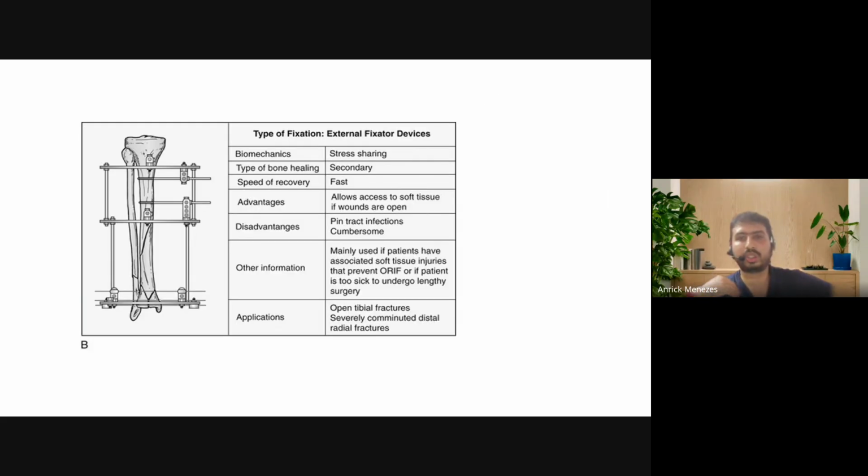This is your stress sharing device, the external fixator type. Again, callus formation, speedy recovery, fast. There would be some challenges for us physios, because this is very heavy and very painful. But functionally, this is sometimes the choice of treatment. Disadvantages: pin tract infections, and some other disadvantages could be there. Open tibial fractures and severely comminuted distal radial fractures are some of the things they focus on. Just give me a minute.